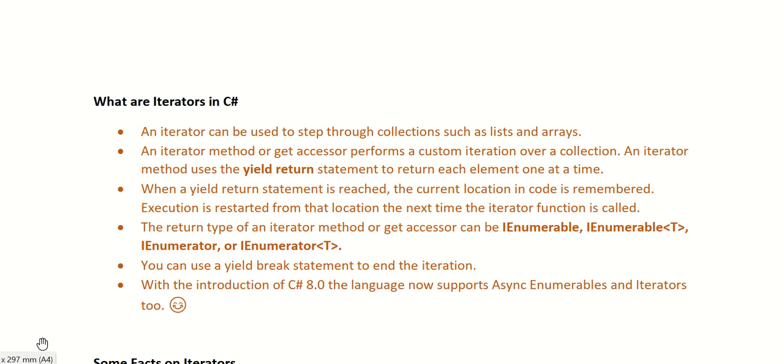So, what are these iterators basically? An iterator can be used to step through collections such as lists and arrays. An iterator method or get accessor performs a custom iteration over a collection. What they are saying is an iterator method or a get accessor performs a custom iteration over a collection. An iterator method uses the yield return statement to return each element one at a time.